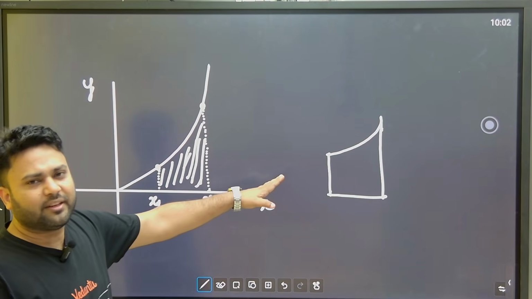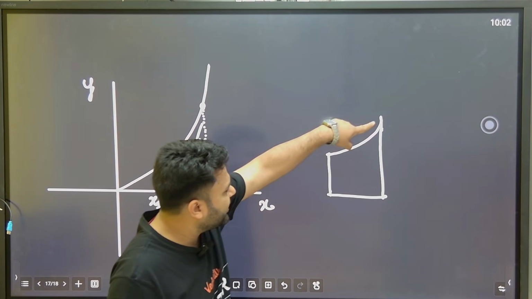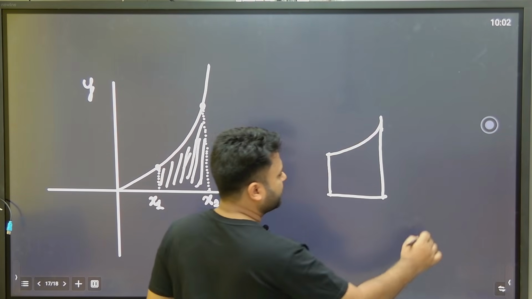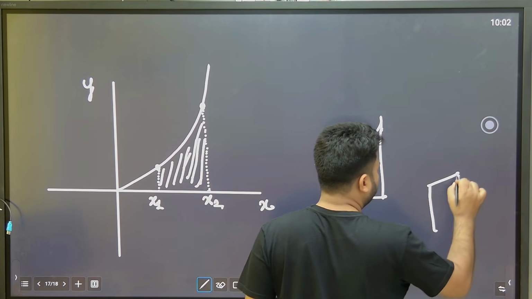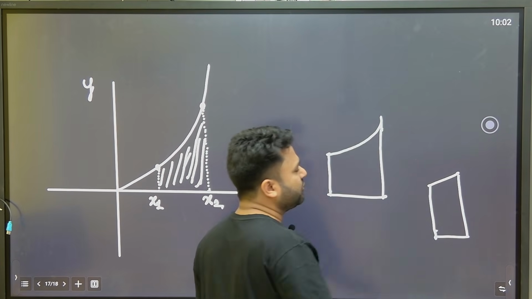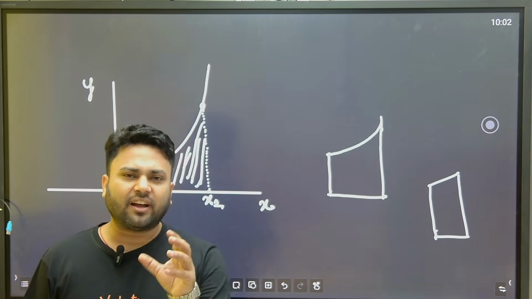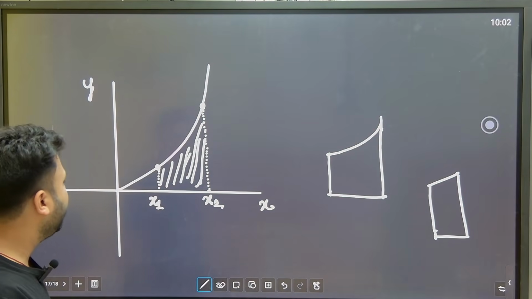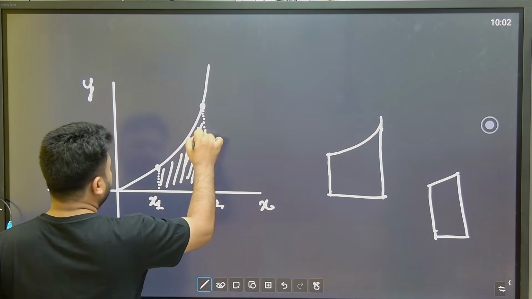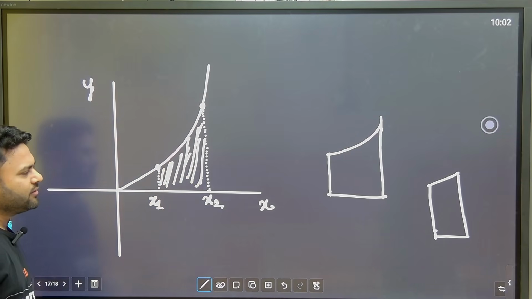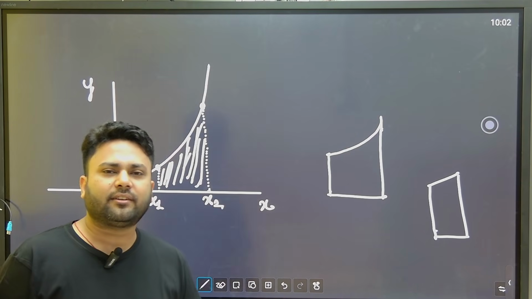No, this would have been a trapezium if this was a straight line like this. But now this is a curve, so we can't write half into base 1 plus base 2 into height. So we have to find the area, but it becomes very difficult.